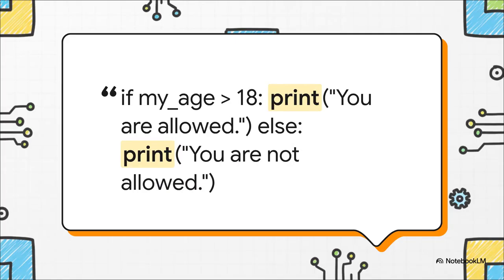And here's what that looks like in actual code. You can almost read it just like plain English, right? If my age is greater than 18, then print you are allowed. Otherwise, print you are not allowed. And just like that, the computer has its full set of instructions. It checks the condition, gets true or false, and then just follows the correct path.